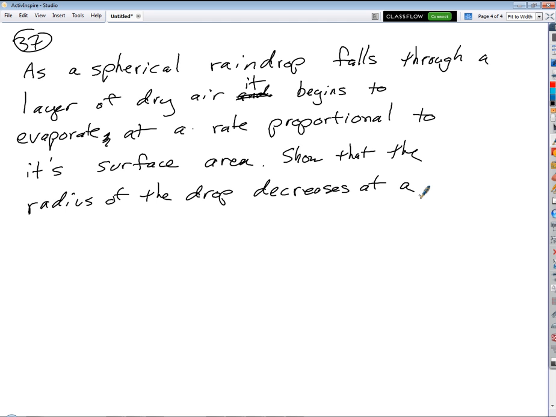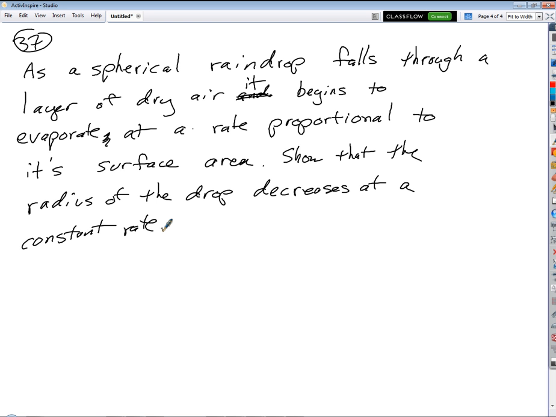It's only hard because of how it's worded. Okay, I love problems like this, where it's not specific, it's totally general. These are good. So what's it saying here? As a spherical raindrop falls through a layer of dry air, it begins to evaporate at a rate proportional to its surface area. Show that the radius of the drop decreases at a constant rate.